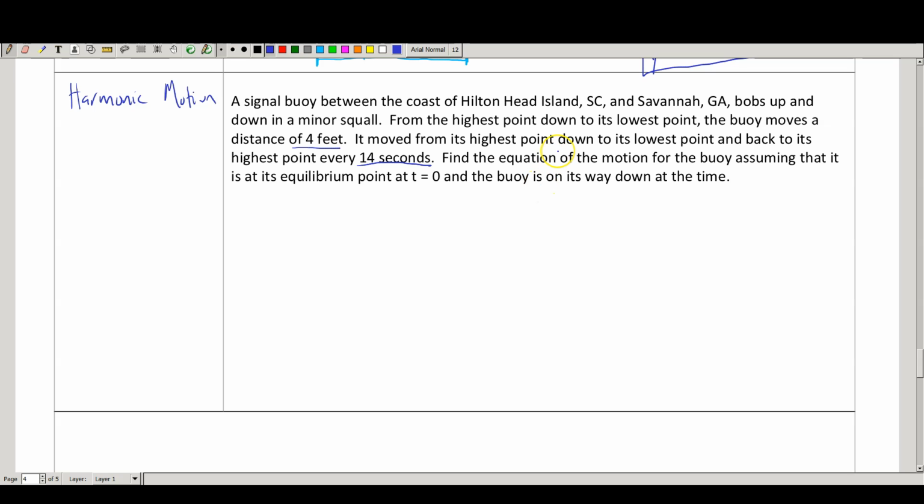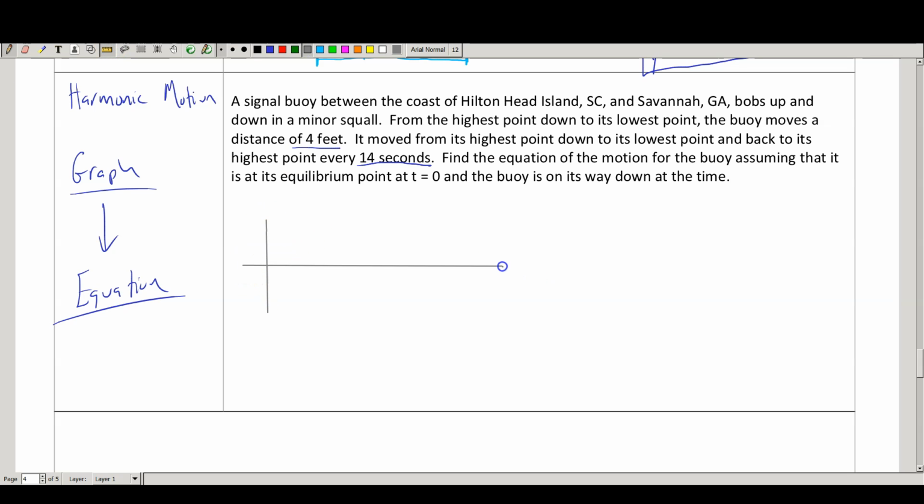When we do this, just like before, we always want to graph it. Let's try to put this on a graph, and then from the graph, make an equation. Okay? So let's start off by trying to make a picture here.